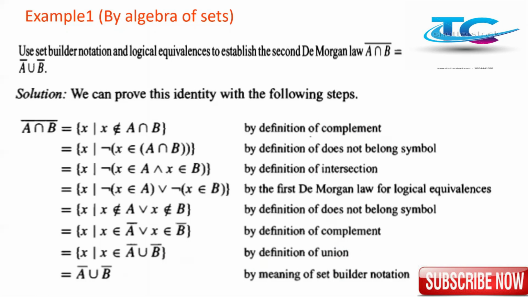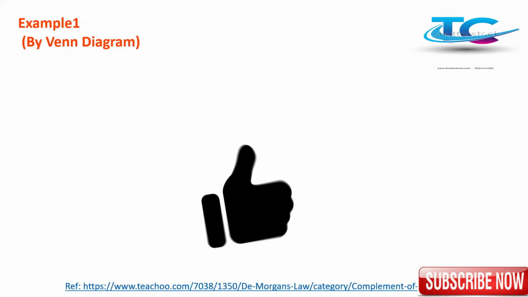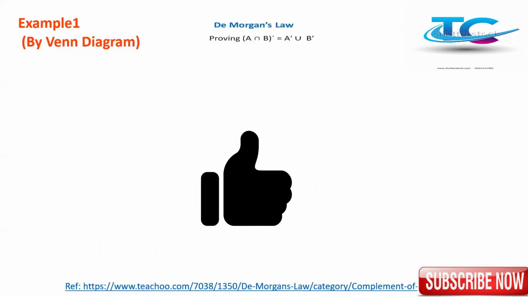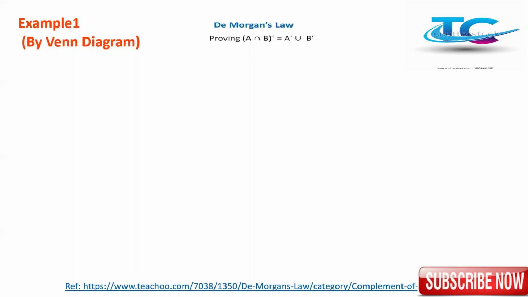Now the second method is the Venn diagram. The same question we will be doing using a Venn diagram in the next slide. So let's see. By Venn diagram, we will take the LHS and draw the Venn diagram for that, and then we will take the RHS and again draw a Venn diagram for that, and the final Venn diagrams for the left hand side and right hand side should be equal. If they are equal, we can say the given LHS is equal to RHS.